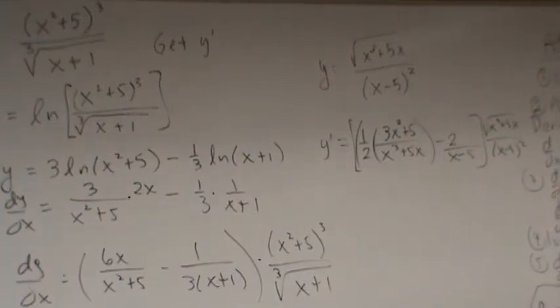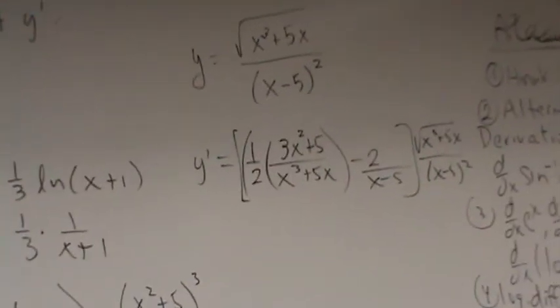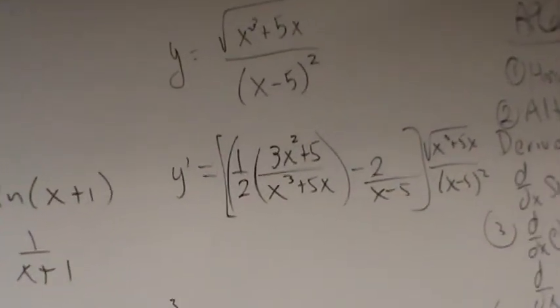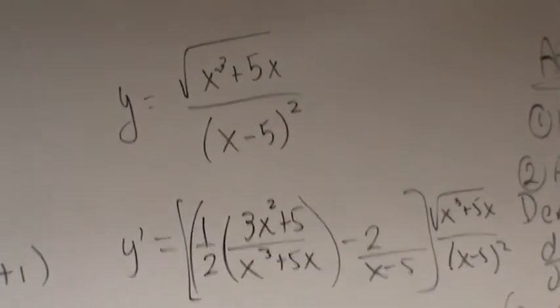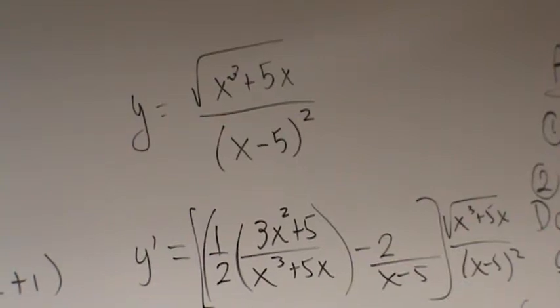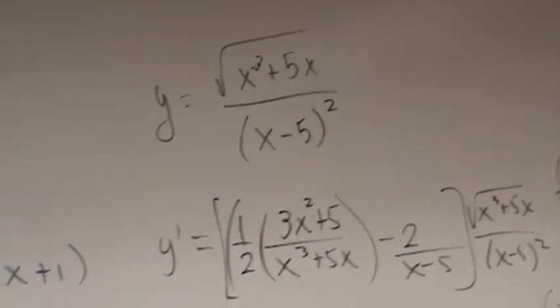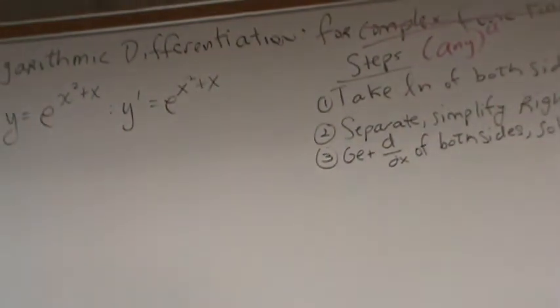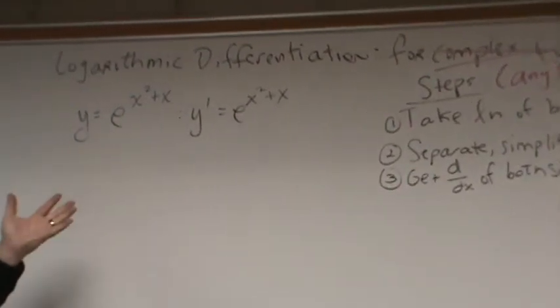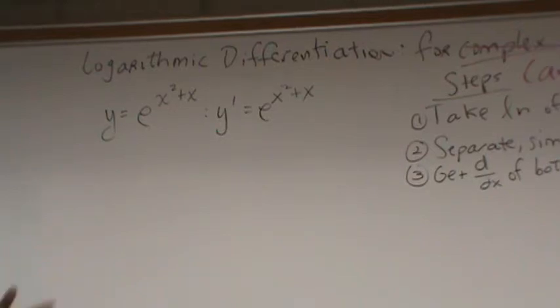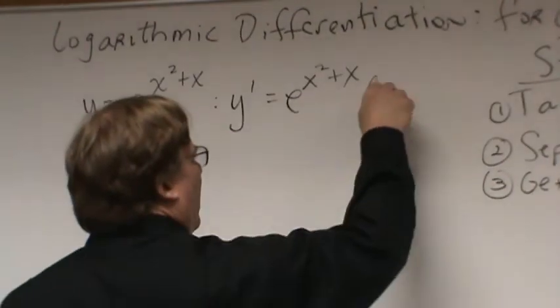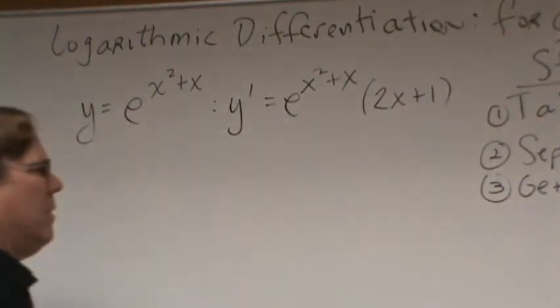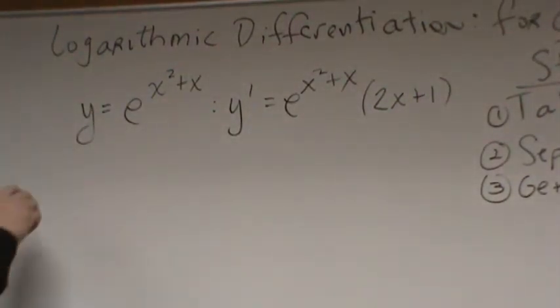Okay? So let me give you an example. If I gave you y equals e to the x squared plus x power, you could get the derivative really easy. Y prime equals e to the x squared plus x power, right? Because the derivative of e to anything is just itself. That was easy, except don't forget to multiply by the derivative of x squared plus x. So this is multiplied by 2x plus 1. Okay, great.